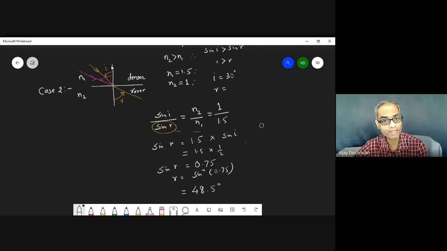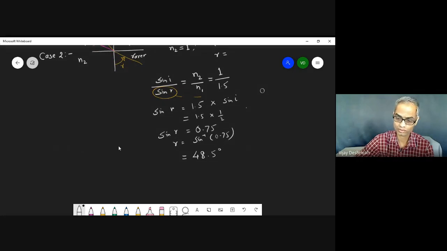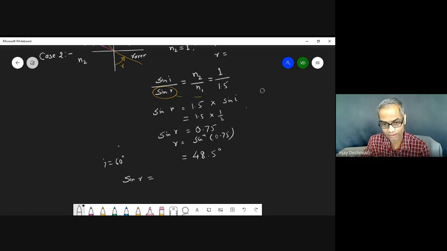Now, if this angle increases, suppose this angle becomes 60 degrees. So now we have the formula sin r equals 1.5 into sin i, and therefore for i equal to 60 degrees, what will be the value of sin r? Sin r will be equal to 1.5 times sin 60, right? What is sin 60?